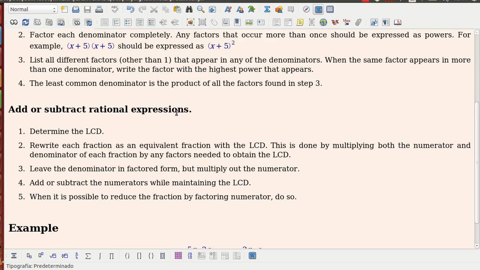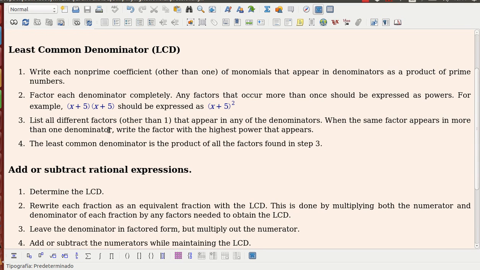To add or subtract rational expressions, first we have to determine the LCD. To determine the least common denominator, LCD: first, write each non-prime coefficient other than 1 of monomials that appear in denominators as a product of prime numbers. Second, factor each denominator completely. Any factors that occur more than once should be expressed as powers. For example, x plus 5 times x plus 5 should be expressed as x plus 5 to the second power.